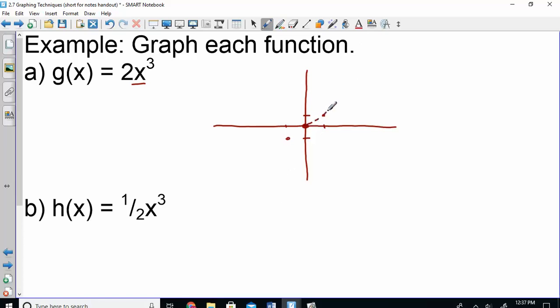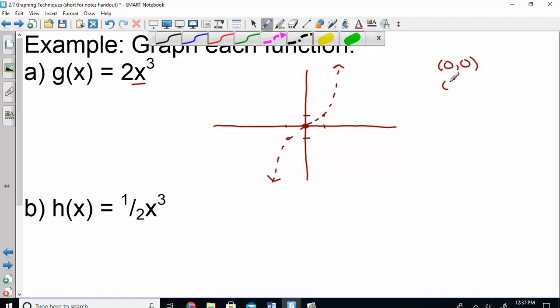With the parent function, I want it dashed. It's not my final answer. We're just drawing that dashed. Now you can certainly do more points if needed. To plug in a 2, 2 cubed is 8, negative 2 cubed is negative 8, so we can do that. I'm going to write this down. You don't have to write down these ordered pairs, but I want to show you exactly what's happening. So these are the points that I have on my graph.